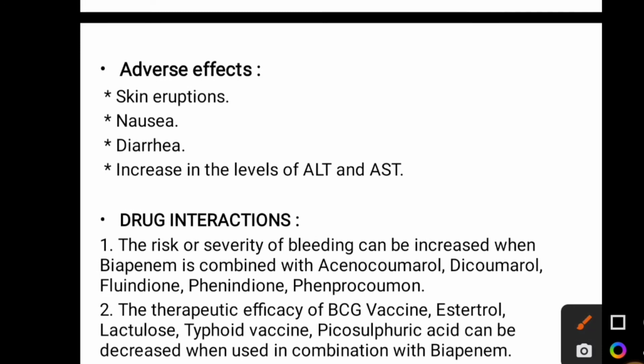Coming to the adverse effects of biapenem, the main adverse effects are skin eruptions, nausea, diarrhea, and increased levels of ALT and AST, where ALT is alanine transaminase and AST is aspartate transaminase.